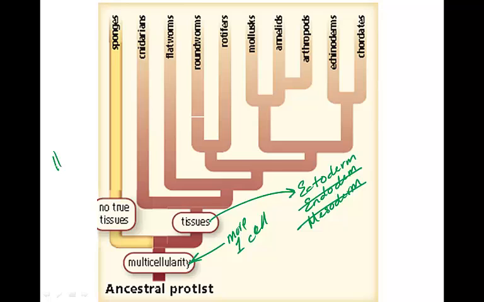Sponges are still heterotrophic, meaning that they still get their food from outside sources. They're incapable of making their own food. They are eukaryotic cells. And as we said before, they exhibit multicellularity.